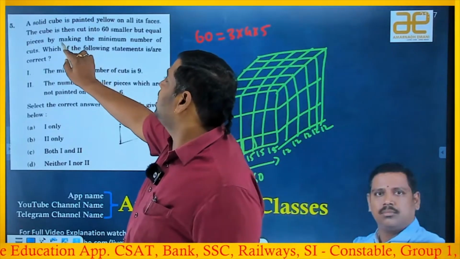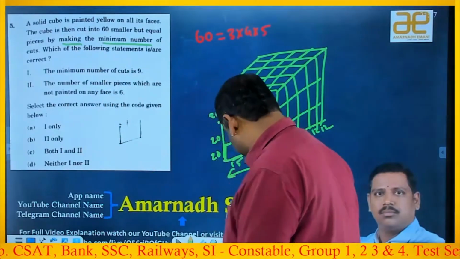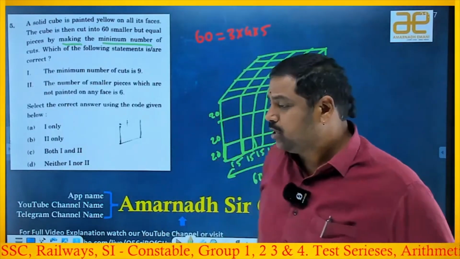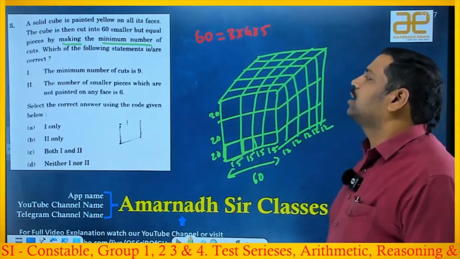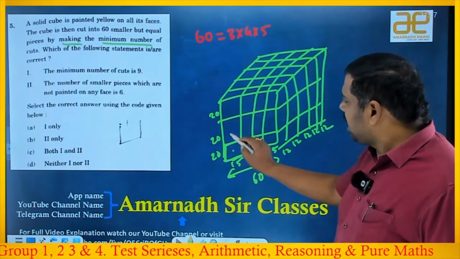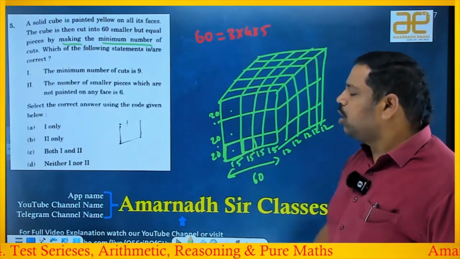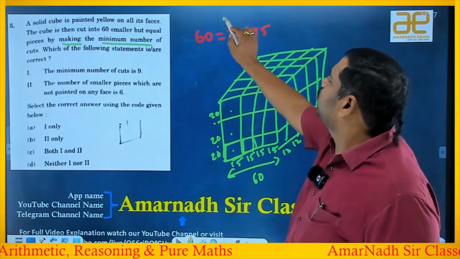And for that he is saying that we make the minimum number of cuts. The number of cuts are minimum. Which of the following statements is or are correct? If you observe, this one I made into 3 pieces. For that I made only 2 cuts. Always, number of pieces minus 1 is nothing but the number of cuts. For this I have to make 2 cuts.